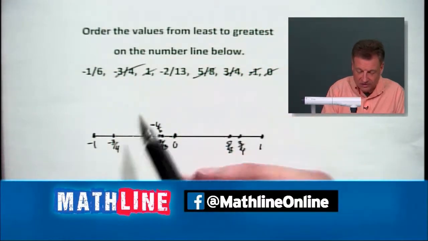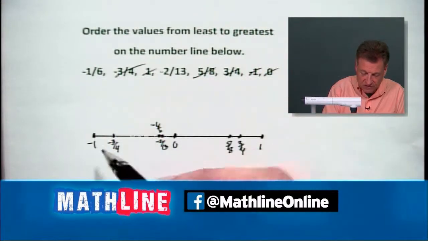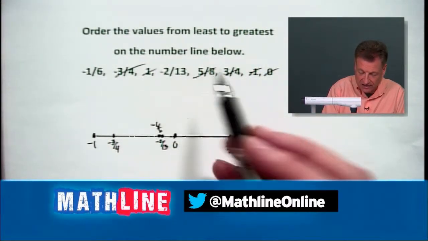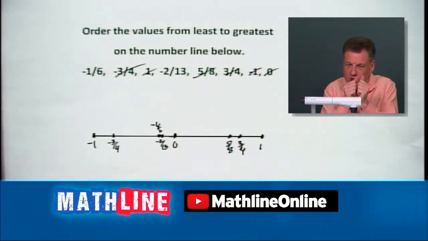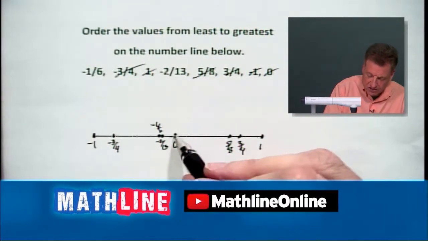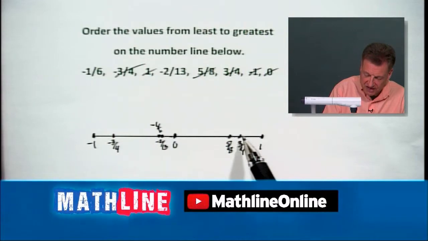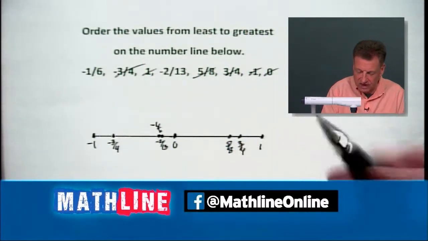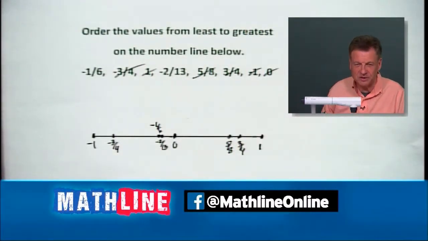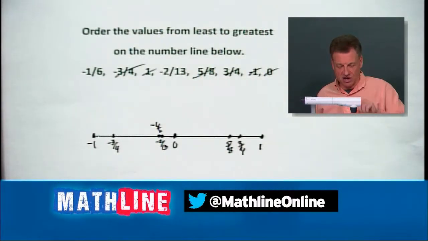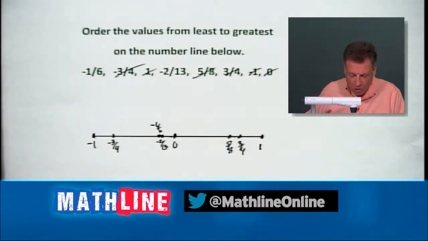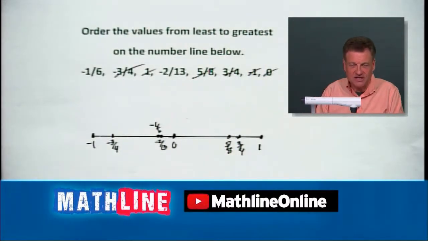But here's the order. -1, there you go, first. -3/4, got it. Then comes -1/6, -2/13, jam close together. There comes your 0. And there comes 5/8, 3/4, and 1. Seems like the positive ones always come out a little better. Those are basically benchmark type fractions. So there you go. A little bit of ordering values in number line city, but they're all rational, so they're good to us.